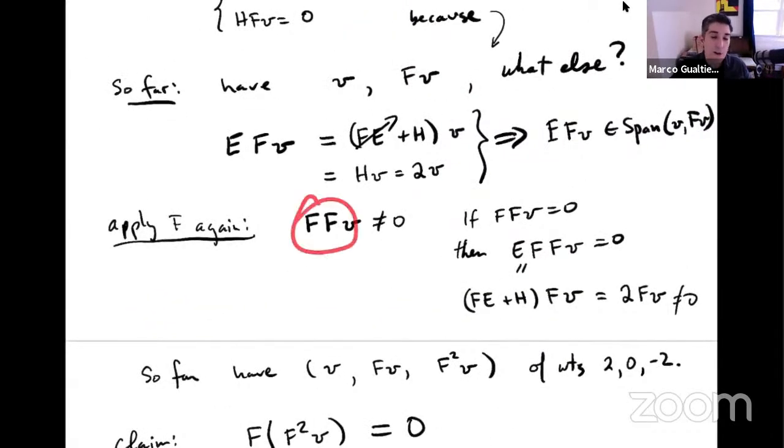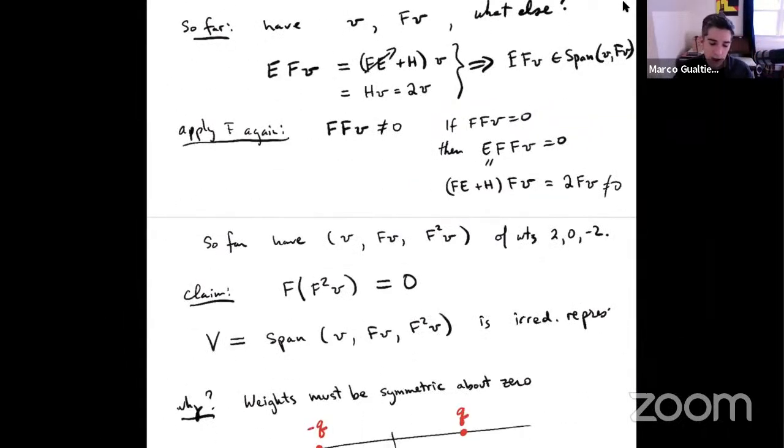So I've got something else. Now my potential representation has dimension 3, and we've got 3 pieces which have weights 2, 0, and -2. And now I make my final claim, which is that I'm done, because if I apply F one more time, then it kills. And if I apply E, E is going to take this to this, and this to this. So E doesn't produce anything more.